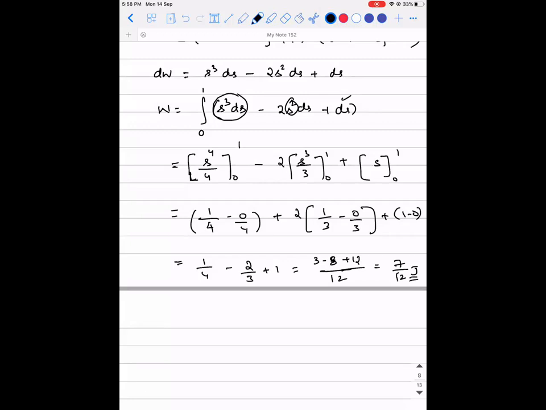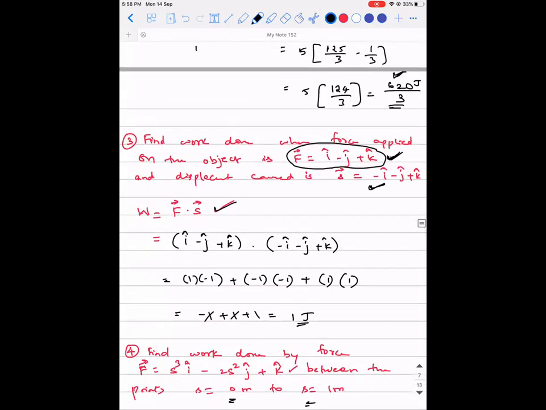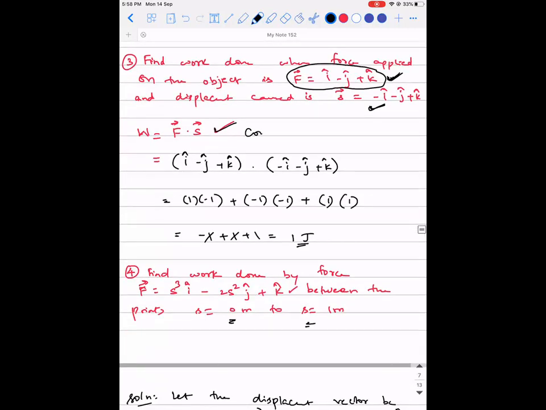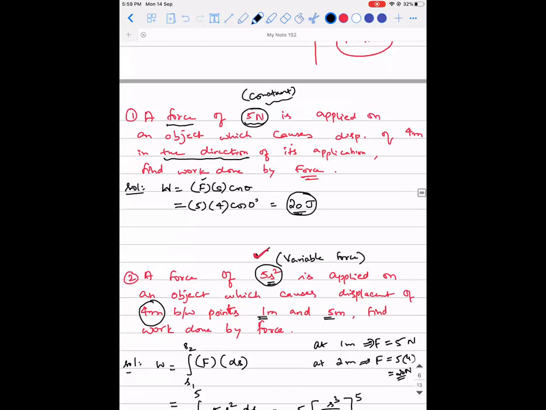Nothing else. Not only here, throughout physics, wherever you go, we have discussed the maximum possible with respect to work done. Yeah, tell me. Sir, can we do the first question using calculus, with S1 and S2? The first question, a force of 5 Newton is applied on an object. Here you need not use calculus at all. What's the force here? It's a constant. Constant force means no calculus. Only for variable force do you need to use calculus. That is what I'm trying to say.